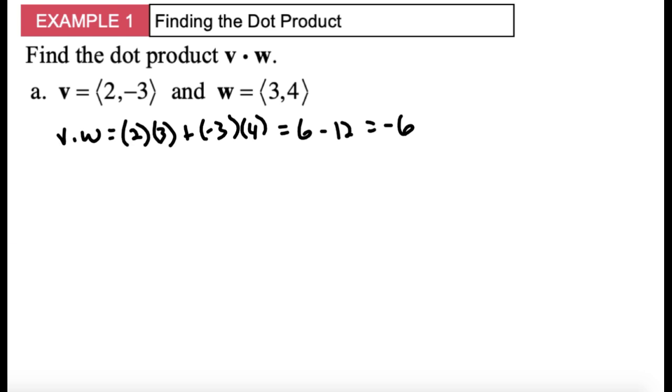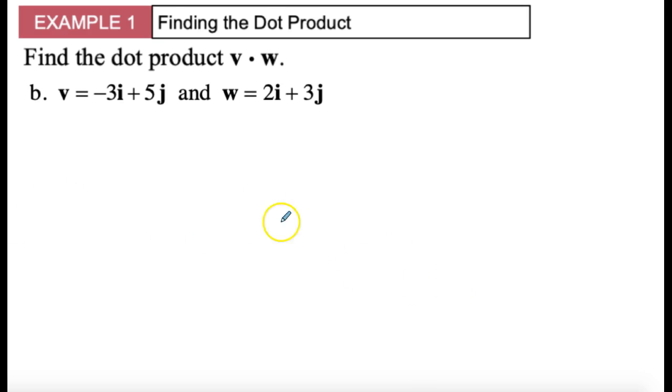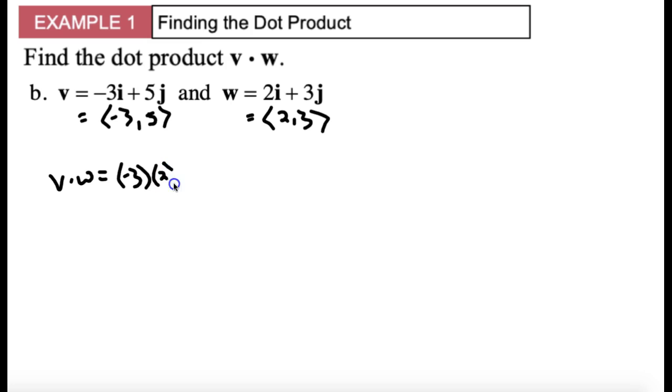Let's do one other example. So on this one, we're given our vectors in this form. But remember, this just is the same as negative 3, 5, like that. And then this one is the same as 2, 3. So my dot product, v dot w, will be the two x's multiplied together, negative 3 times 2, plus the two y components multiplied together, 5 times 3. So that's negative 6 plus 15, which would be 9.